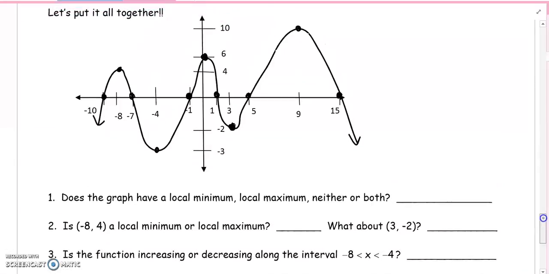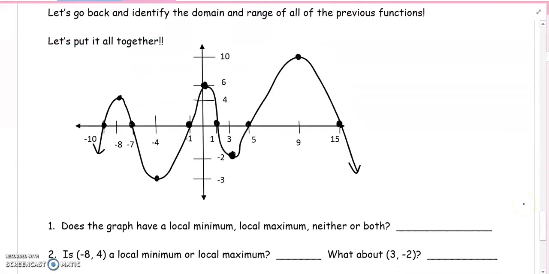Yep. All right. So first, does the graph have a local maximum, minimum, neither, or both? It has both. And it asks, is the point -8, 4 a local min or max? So that would be a max because it's a high point. And it asks about 3, -2. That's a low point, so that's a min.